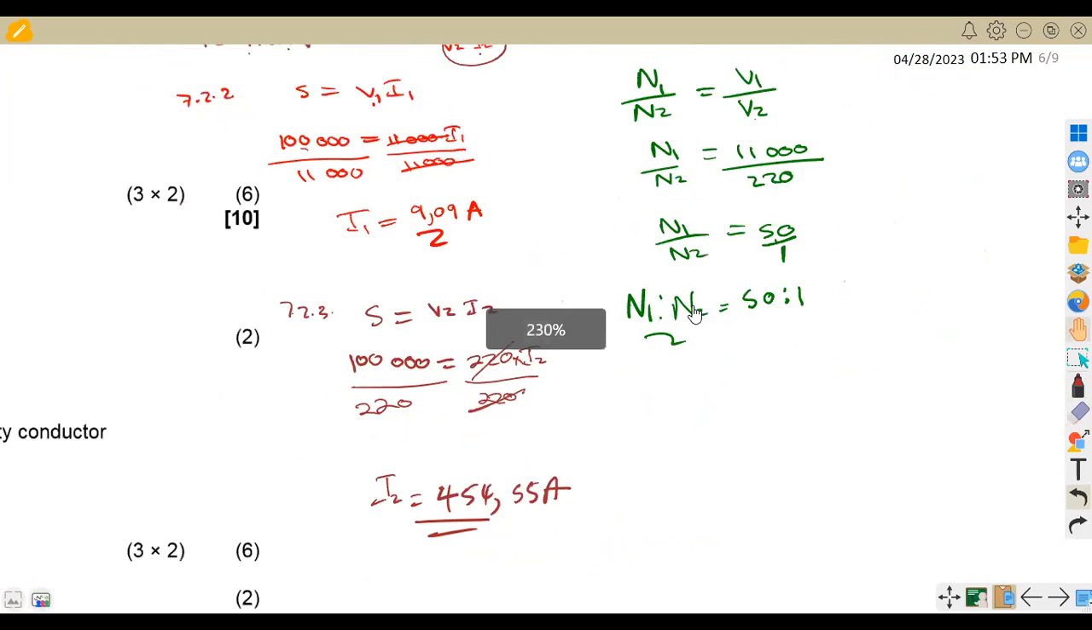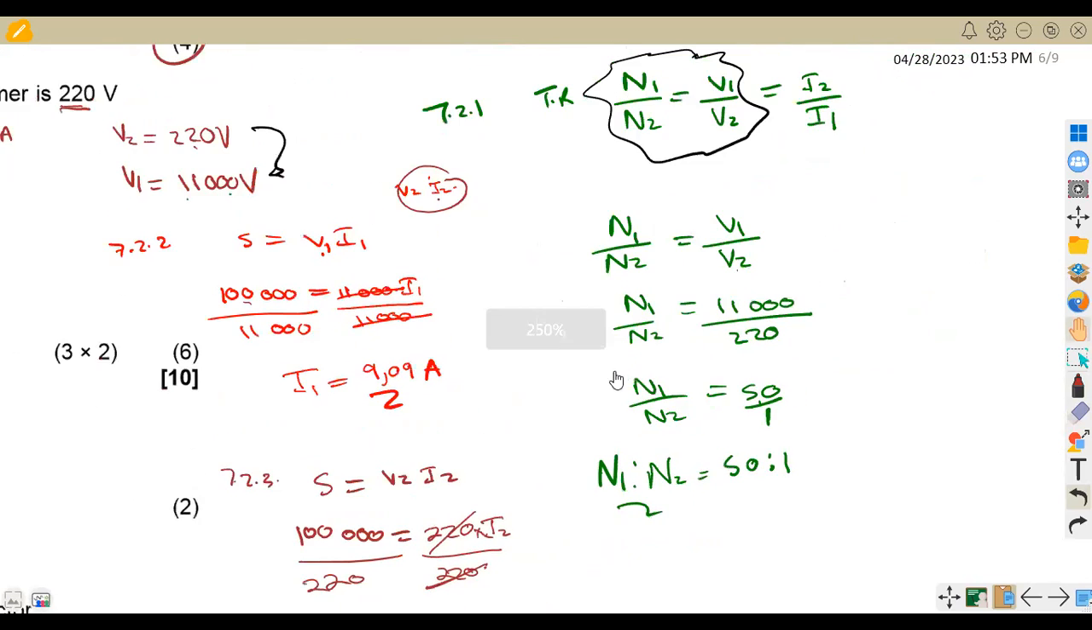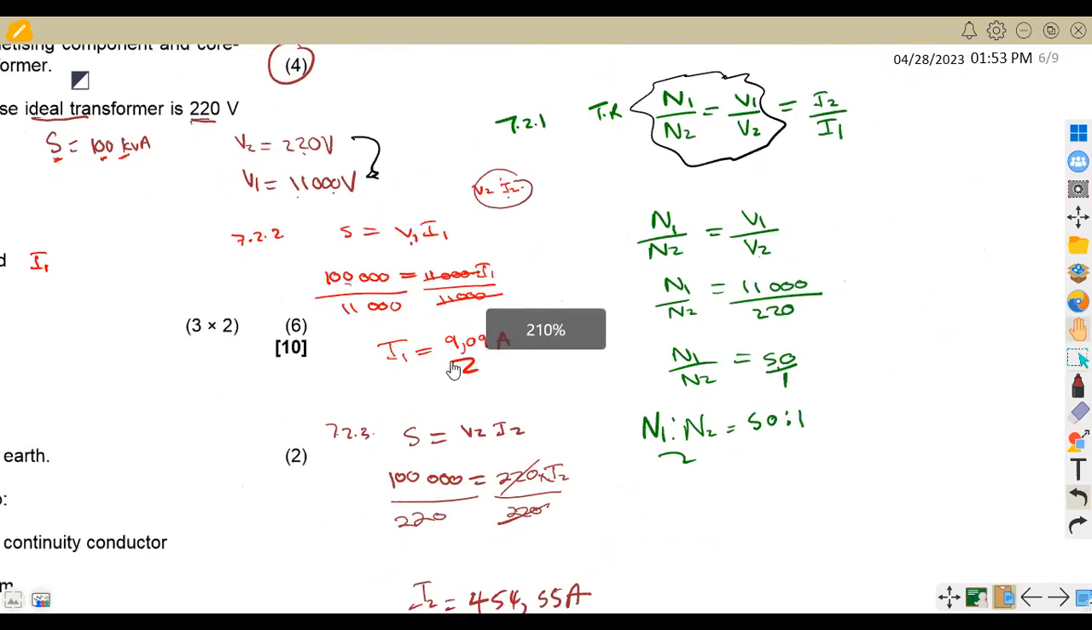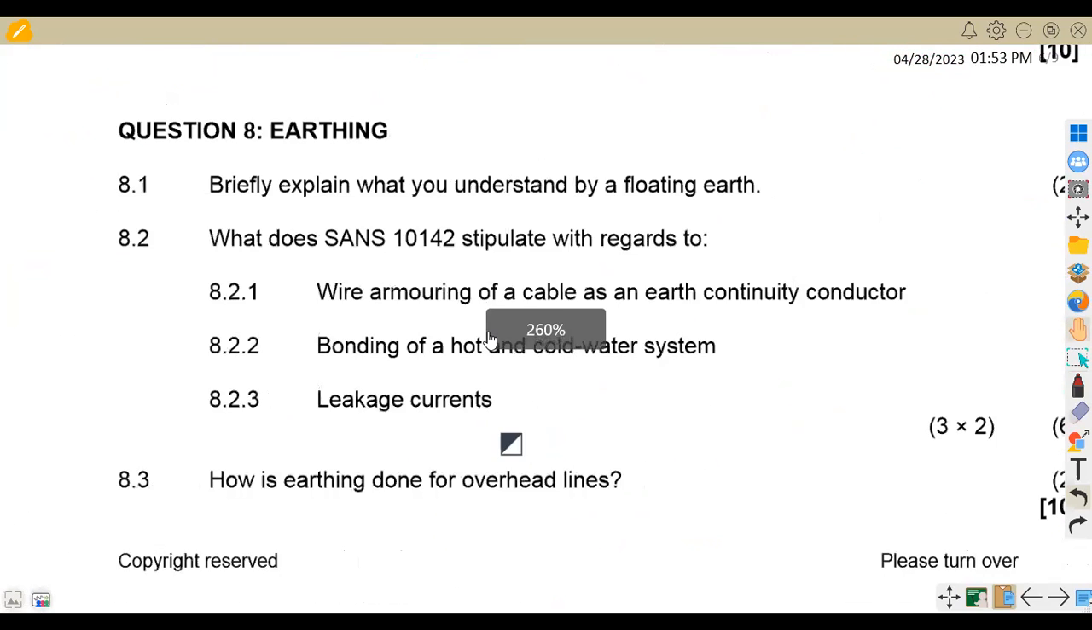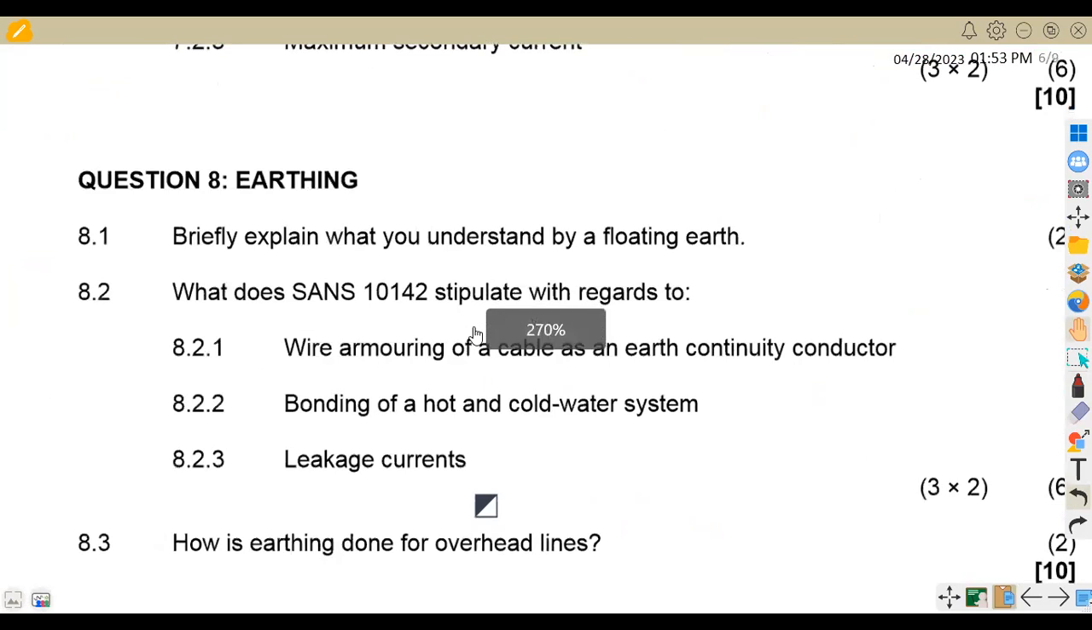These are the typical questions. That is how they can actually ask these questions. You have to be careful, also working with your formula sheet, the formulas you are given. So all that is needed is to apply your formulas properly.